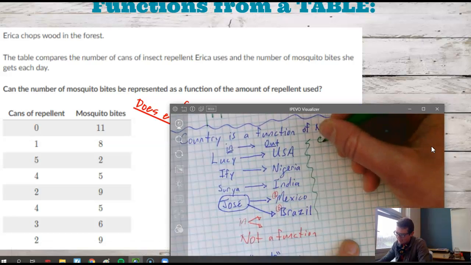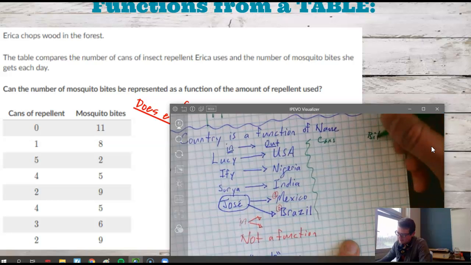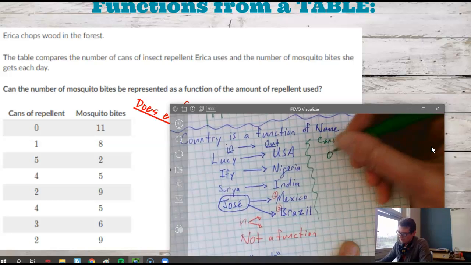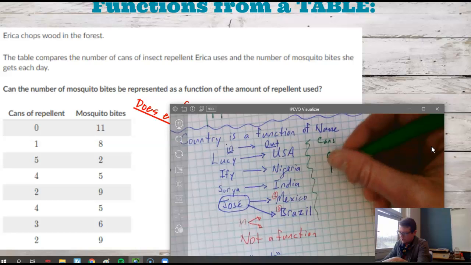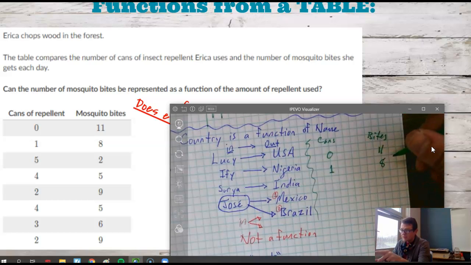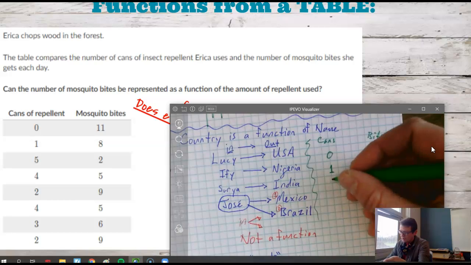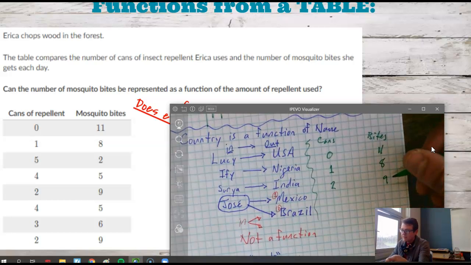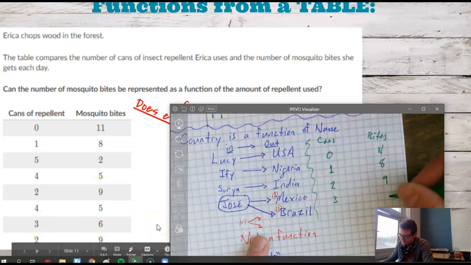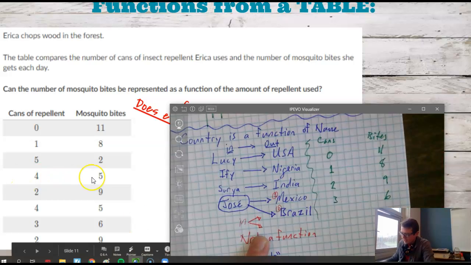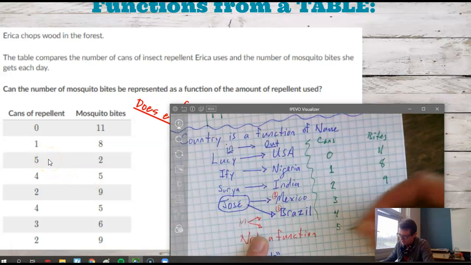So let's say cans and bytes, right? So 0 maps to 11, and we don't have any other zeros on the table. 1 maps to 8. Do we have any other 1s on the table? No. 2 maps to 9. We have another 2, but is it different? No. So if it's the same, we don't have to write it again. 3 maps to 6, and that's the only one that we have. 4 maps to 5.